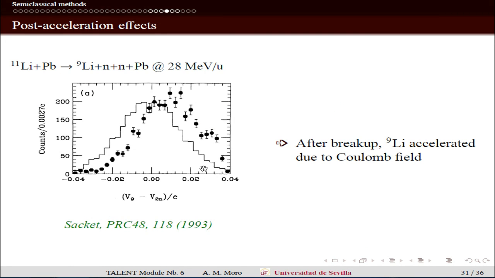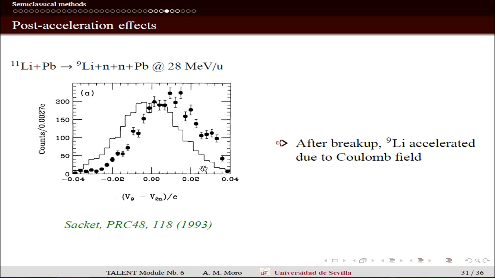Okay, so we are discussing different deviations from the first order calculation. Another signature of these higher order effects is related to what is referred to as post-acceleration effects. This is a measurement of a breakup of lithium-11 on lead at intermediate energies, 28 MeV per nucleon.